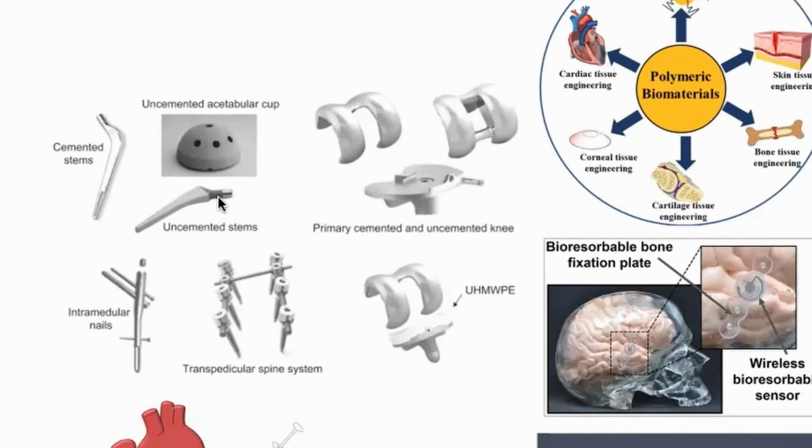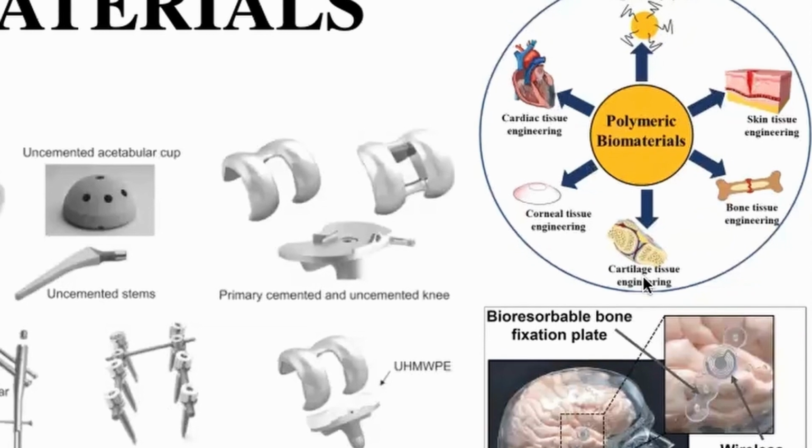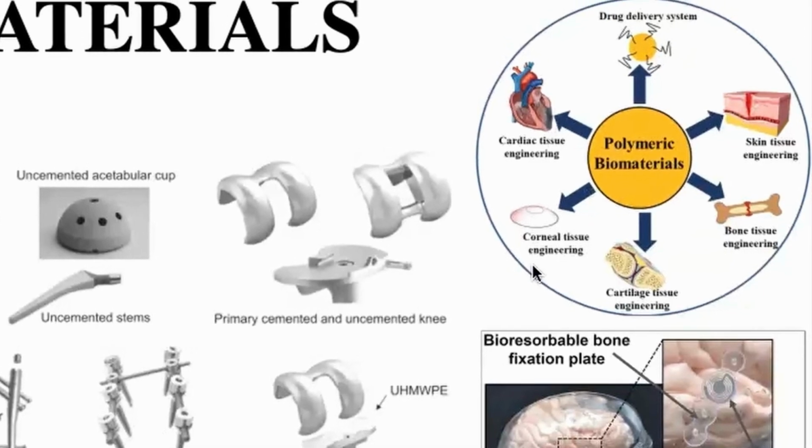Bone cement is described as a biomaterial such as polymethyl methacrylate. You have intramedullary nails that are used for fractures. You can also have cemented versus uncemented acetabular cups, which are basically used in hip replacement. Ultra high molecular weight polyethylene can be used in knee replacement. Transpedicular spine systems are used for spinal injuries. Polymers are used for cartilage and tissue engineering, corneal, cardiac, as well as skin and bone engineering.